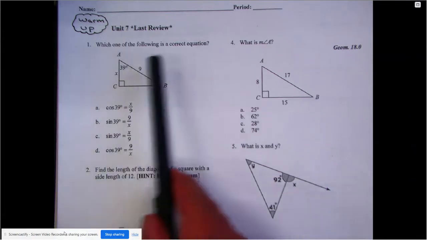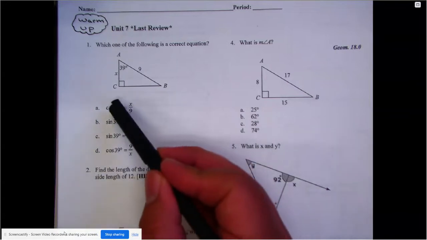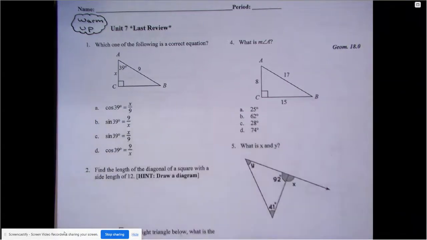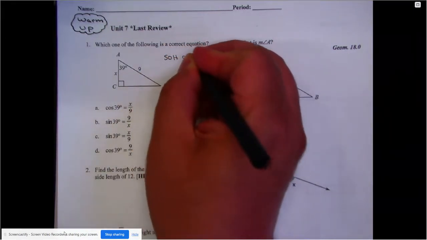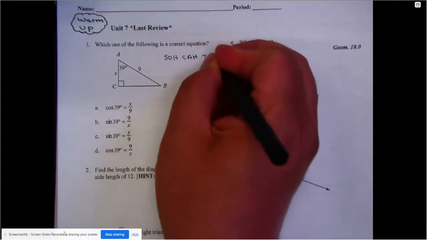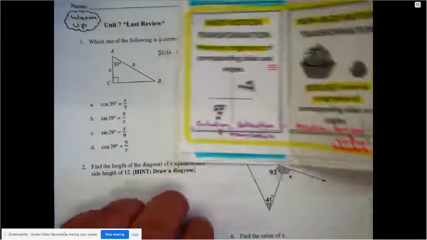It says, which one of the following is a correct equation? Now, when I look at these problems, I notice that it says cosine, sine, and cosine again. All right, well, that just means one thing. We are definitely working with our friend SOHCAHTOA for this problem. And if we're going to be working with SOHCAHTOA, then we're going to label for SOHCAHTOA. And if you are still struggling with the labeling for some reason, remember we have a picture here.